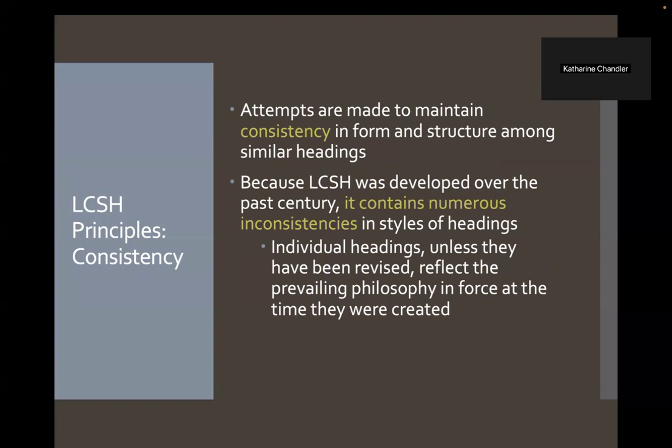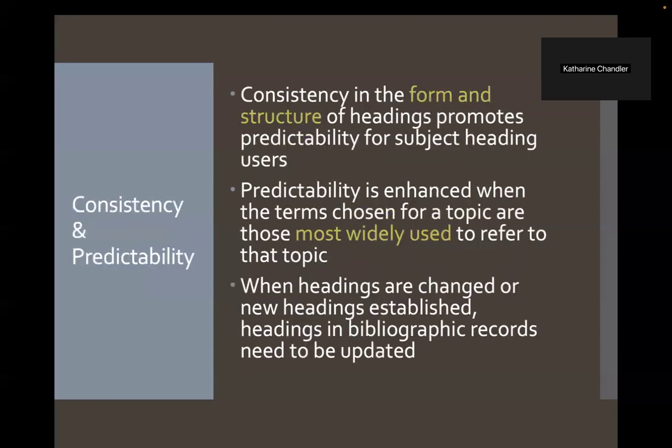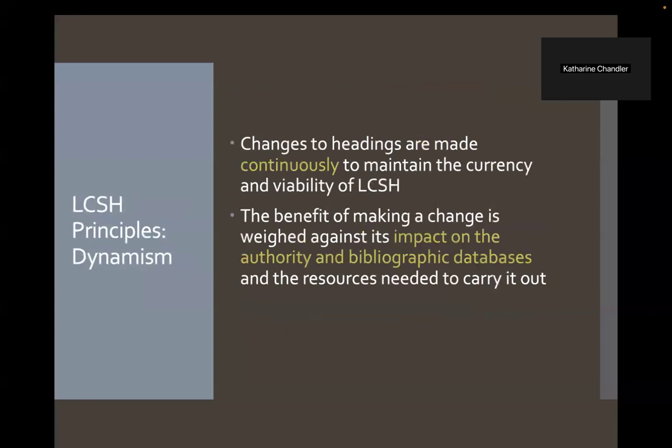Because LCSH was developed over the past century, it contains numerous inconsistencies in styles of headings. Individual headings, unless they have been revised, reflect the prevailing philosophy in force at the time they were created. So, consistency in the form and structure of headings promotes predictability for subject heading users. Predictability is enhanced when the terms chosen for a topic are those most widely used to refer to that topic. When headings are changed or new headings established, headings in bibliographic records need to be updated.